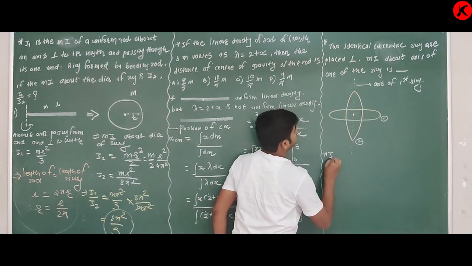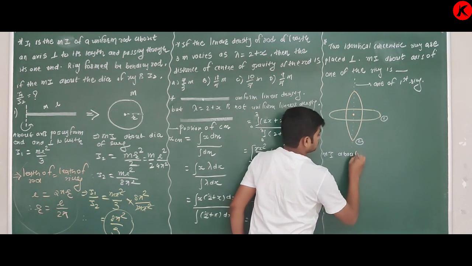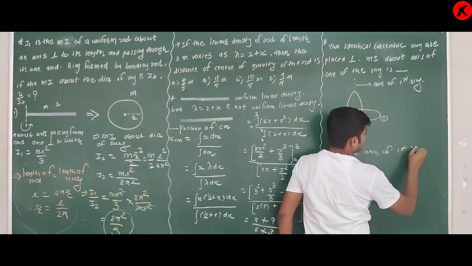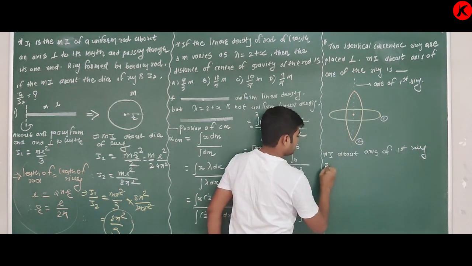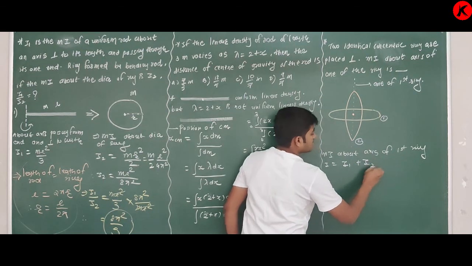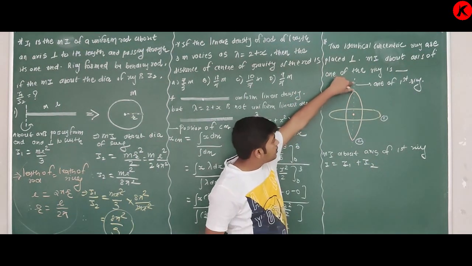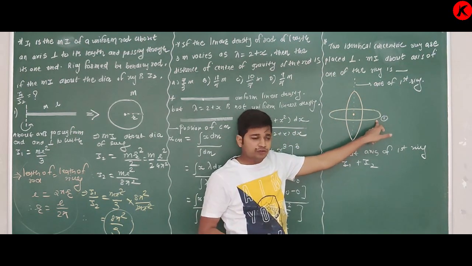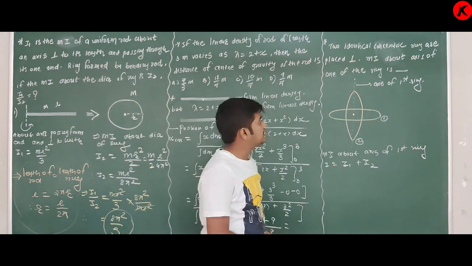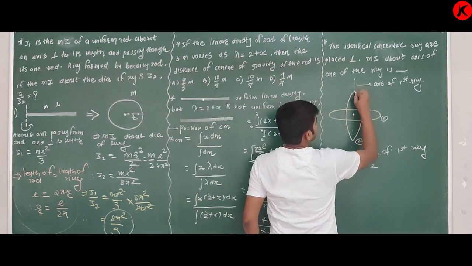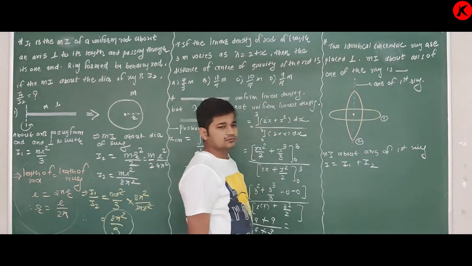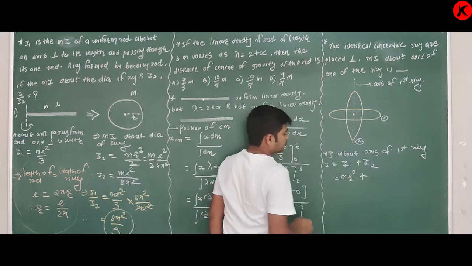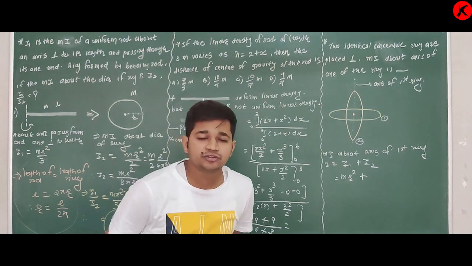Moment of inertia about the axis of the first ring: I is equal to the moment of inertia about this axis of the first ring plus that of the second ring. See, as this axis is the axis of the first ring, its equation we know is mr square.